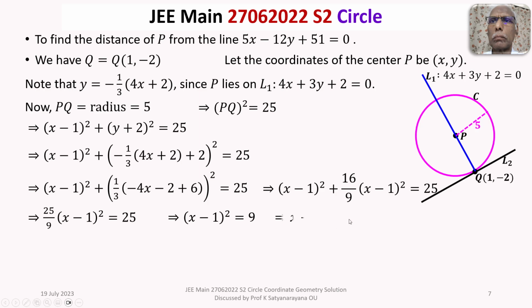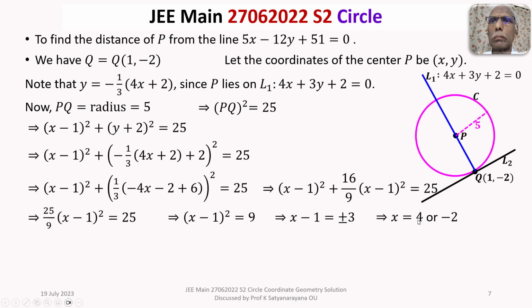So taking the square root, we get x minus 1 is equal to plus or minus 3. And this will imply x is equal to 4 when it is plus 3, and when it is minus 3, it is minus 2. So x is equal to 4 or x is equal to minus 2.